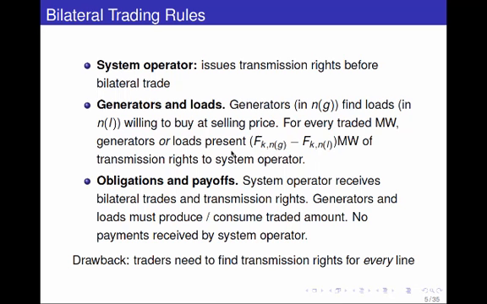From G to H. From G to the N of G, bus N of G to the hub. How much flow is that causing on line K?